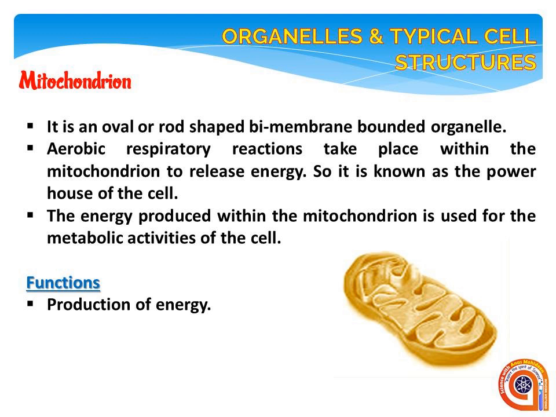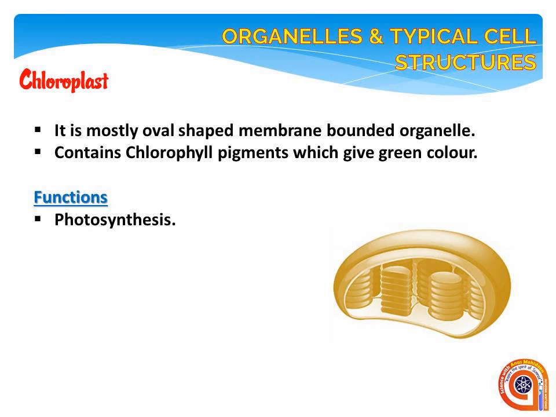The energy produced within the mitochondria is used for the metabolic activities of the cell. So for all chemical biological activities, what is the energy used? That is the energy produced in mitochondria. So accordingly, the only major function of mitochondria is production of energy by aerobic respiration. So the next one is chloroplast.